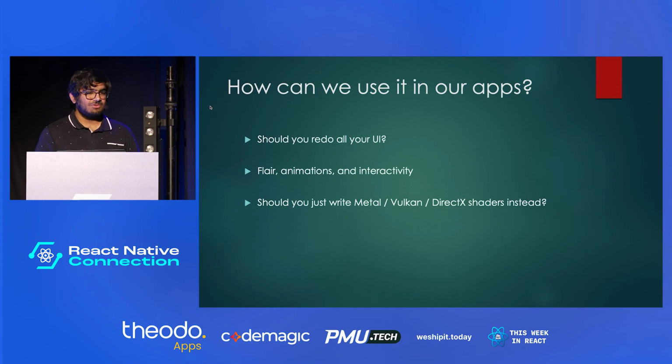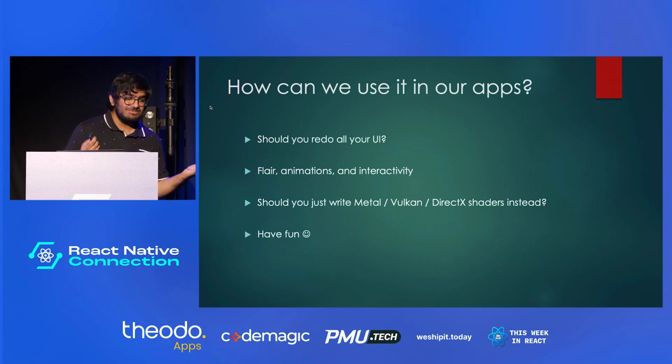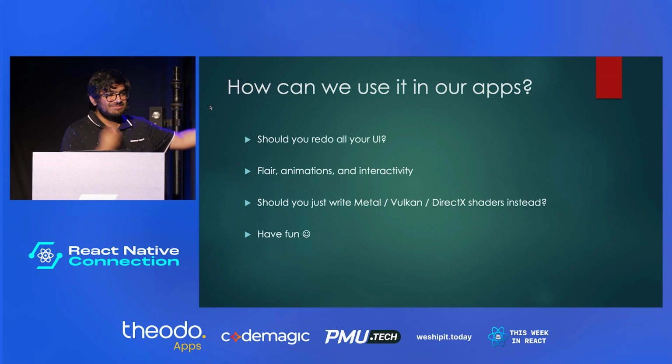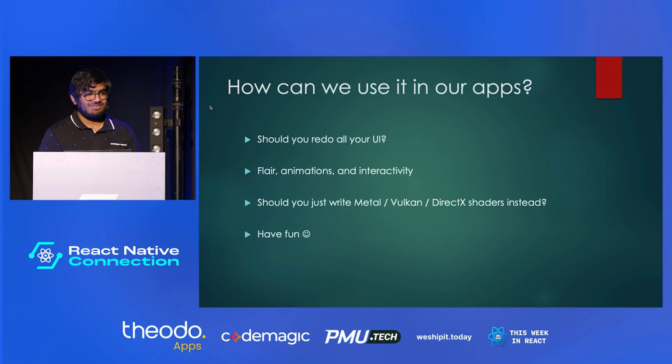And then also, you'd have to write your shaders 3 times in 3 different languages: in Metal and Vulkan and DirectX. So I think if you want to do cool, flashy animations, the fastest path to victory is by using React Native Skia. But the most important part is to have fun. This all was because I wanted to see cool flashy animations on my app, and I thought I would share with you everything I learned along the way.